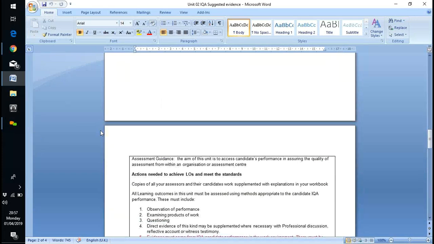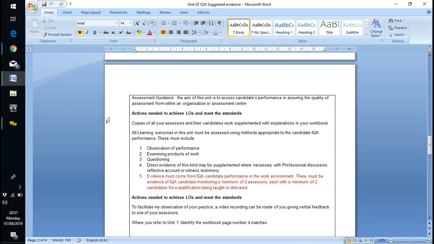So as you can see, this is a shorter unit. We've only got 5 learning objectives, and a lot of them are all about the documentation that you use. So it's really just producing the documentation with an explanation: copies of all your assessors and their candidates' work, supplemented with explanations in your workbook.